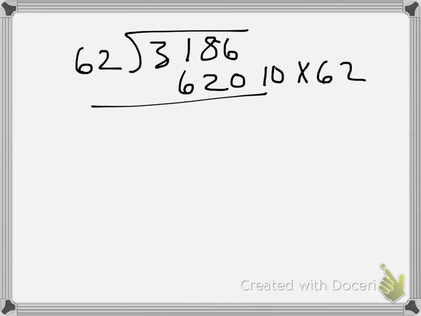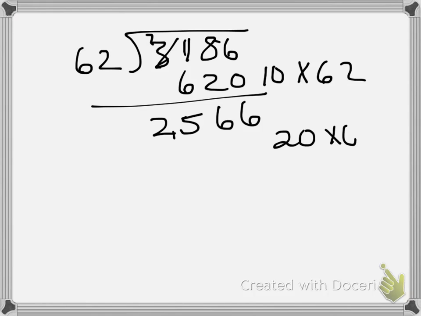If I subtract that, 6 minus 0 is 6, 8 minus 2 is 6, and 11 minus 6 is 5. Then I have my 2 up there, and I have 2,566. Boy, that didn't go down very much, and my goal is to get this to be 0. So I'm going to try upping my number that I multiply by 62. Let's try 20 times 62.